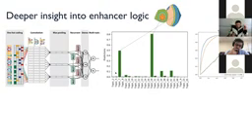Now we have these gene regulatory networks from ATAC and from RNA, and we could go one step further and investigate the architecture of the enhancers to see if we can find combinations of motifs.